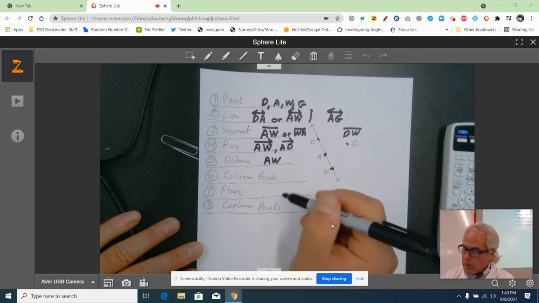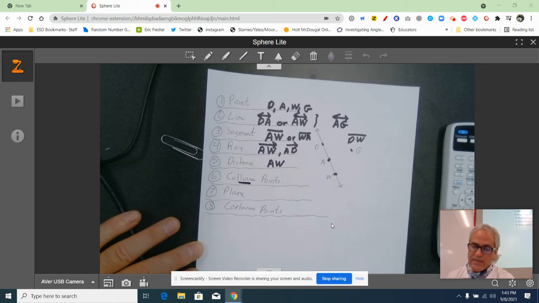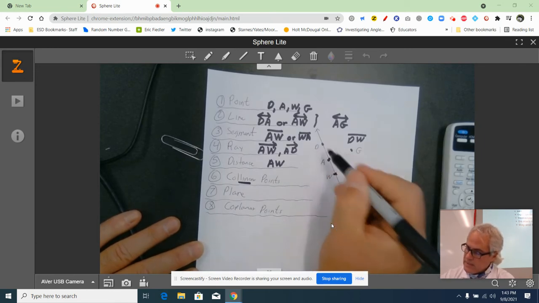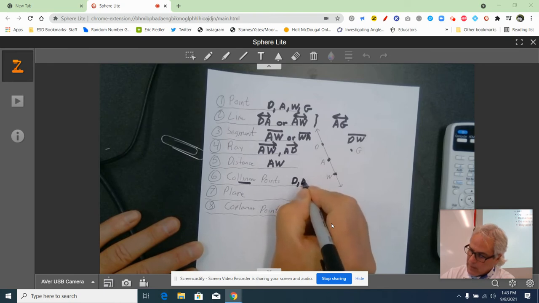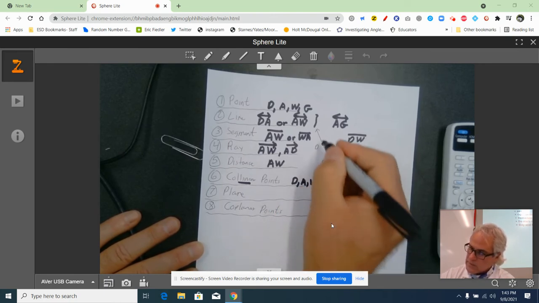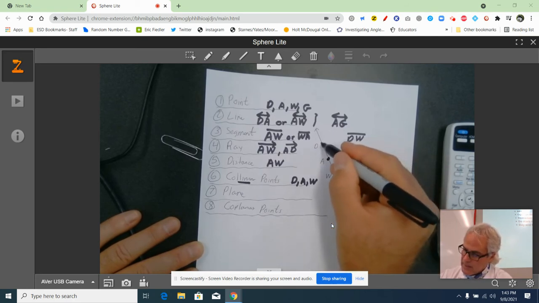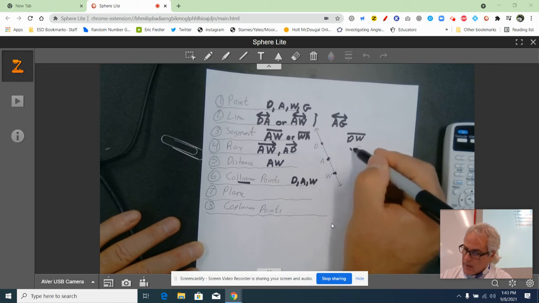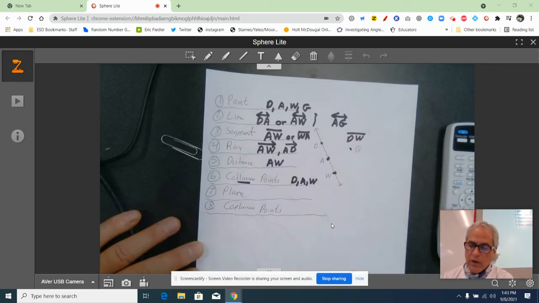Next thing, collinear points. Collinear points are points that lie on the same line. So D, A, and W, remember how I list points separated by commas, are called collinear points because they all lie on this line. Non-collinear points would be like D, A, G, because there isn't one line that goes through all 3 of them. Those are called non-collinear.